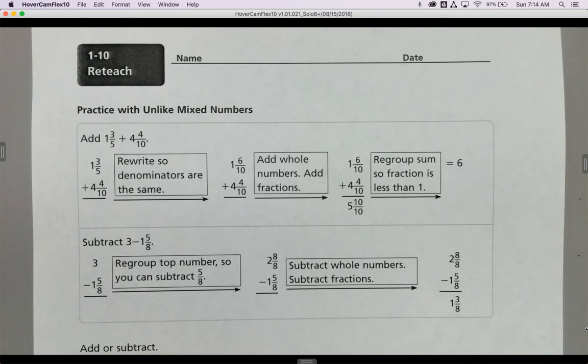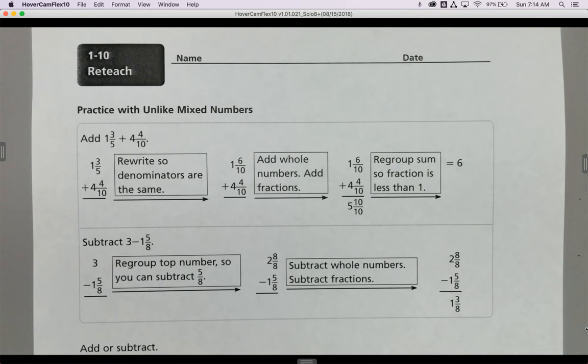Lesson 110, practice with unlike mixed numbers. The practice problems in this lesson will look and feel very similar to the ones we have done in the previous lesson. And that's good because when you step back, there are a lot of little pieces that go into the skill of being able to solve these sort of problems, aren't there?